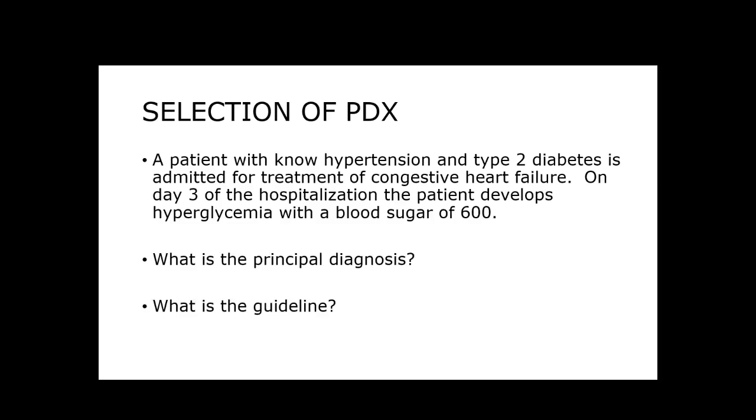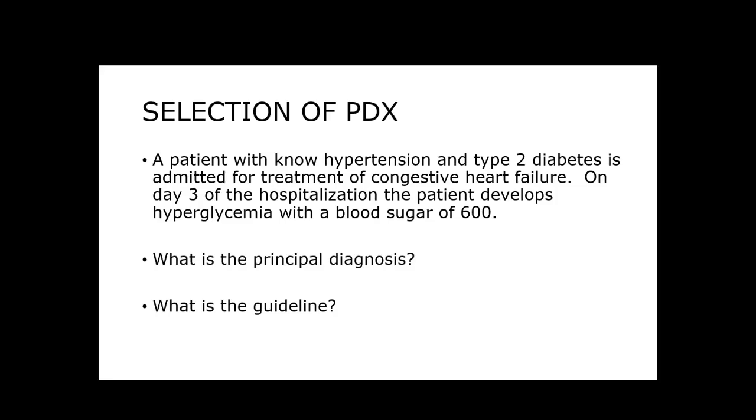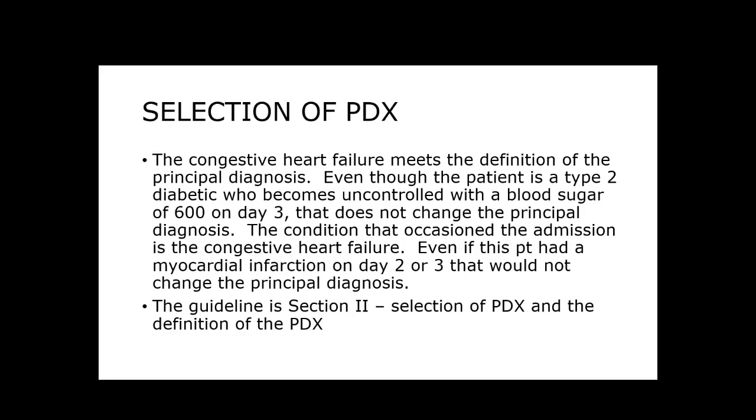So in this next example, a patient with known hypertension and type 2 diabetes is admitted for treatment of congestive heart failure. On the third day of hospitalization, the patient develops hyperglycemia with a blood sugar of 600. What's the principal diagnosis? What is the guideline? Well, the congestive heart failure is the condition that meets the definition of the principal diagnosis. The condition determined to have occasioned the admission is congestive heart failure.